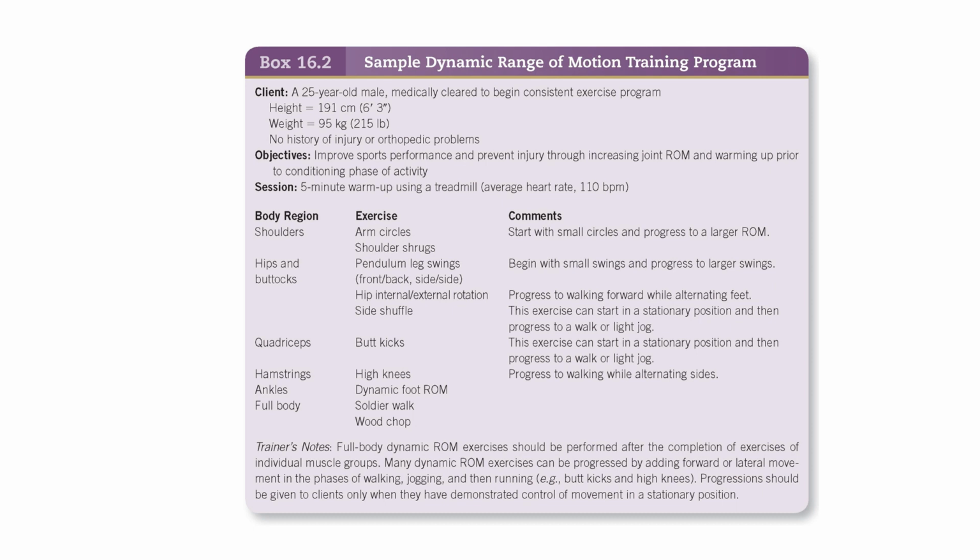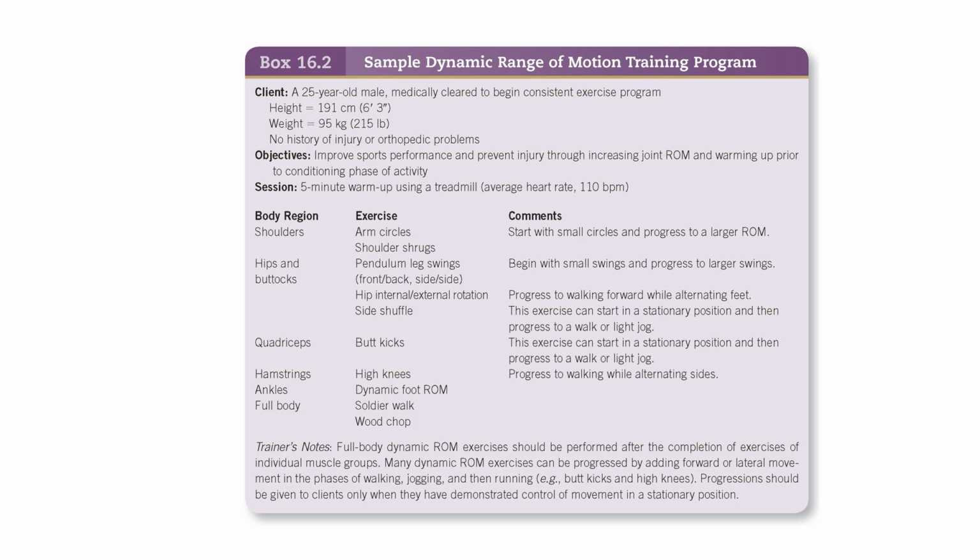And here you can see this is a sample of a dynamic range of motion training program. So you have a 25-year-old male that's been medically cleared to begin a consistent exercise program. He's about 6'3", 215 pounds, and there's no history of injury or orthopedic problems. His objectives are to improve sport performance and prevent injury through increasing joint range of motion and warming up prior to conditioning phase of the activity.